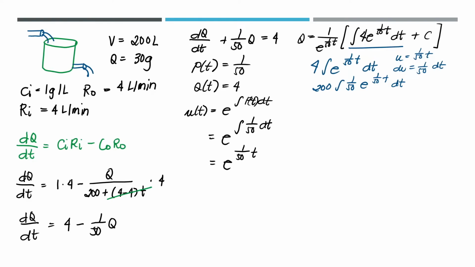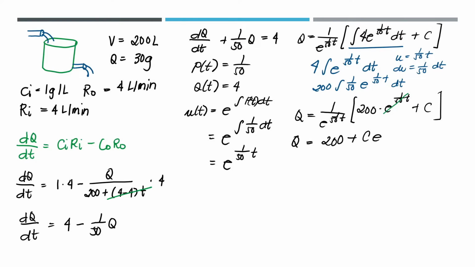So therefore we have Q is equivalent to 1 over e raised to 1 over 50 t multiplied to 200, multiplied to e raised to 1 over 50 t. Now, the integral of e^u du is e^u plus c. That is where that comes from. Then of course we have plus c. Then distributing, we will cancel out the factor with the 200. So therefore, we have Q is equivalent to 200 plus c e raised to negative 1 over 50 t.